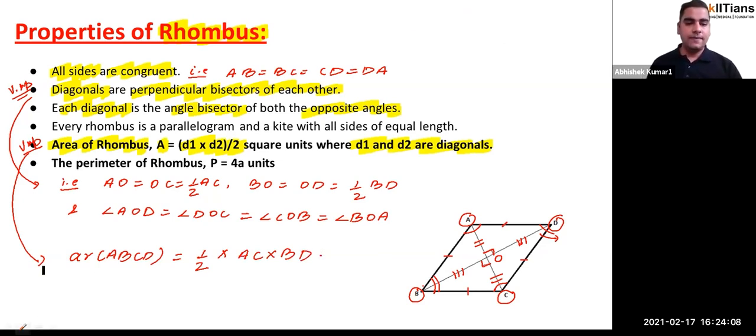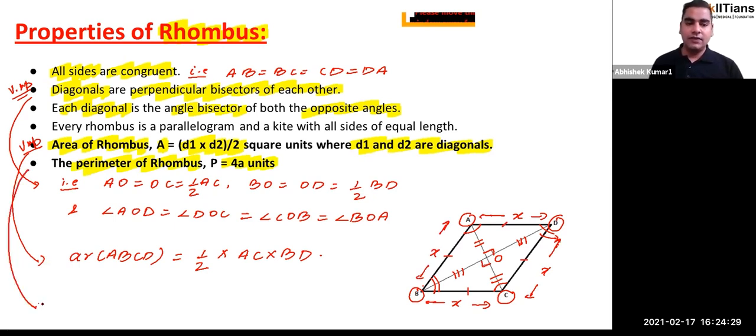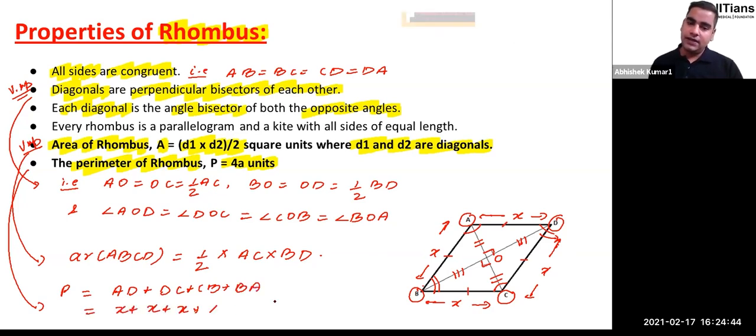The last point we have is that the perimeter of a rhombus is equal to 4a units. That's exactly the same, because here again all the sides have the same length, and when we talk about perimeter, we have to add the lengths of all the sides. So perimeter will be AD plus DC plus CB plus BA. All of them are X, so you will get X plus X plus X plus X, that is 4X, which is 4 into side. That is going to be the perimeter of a rhombus.